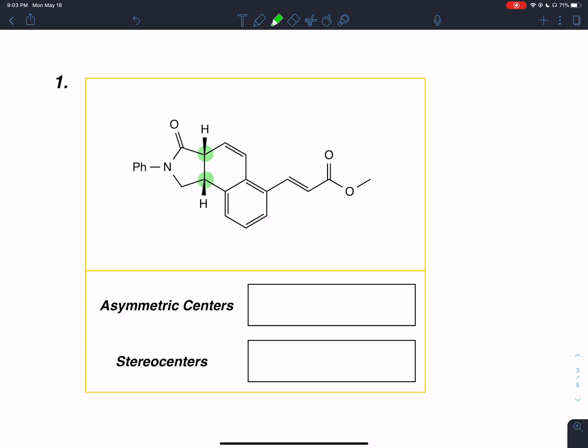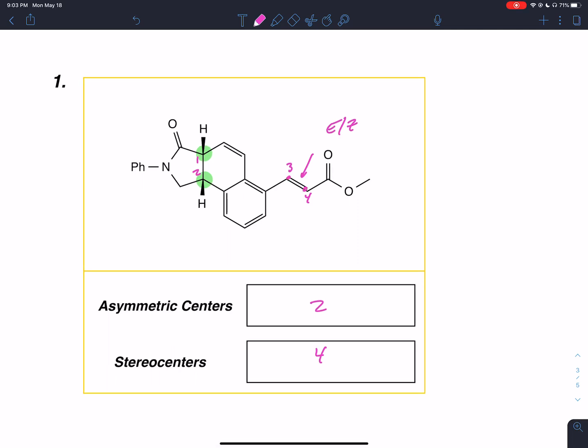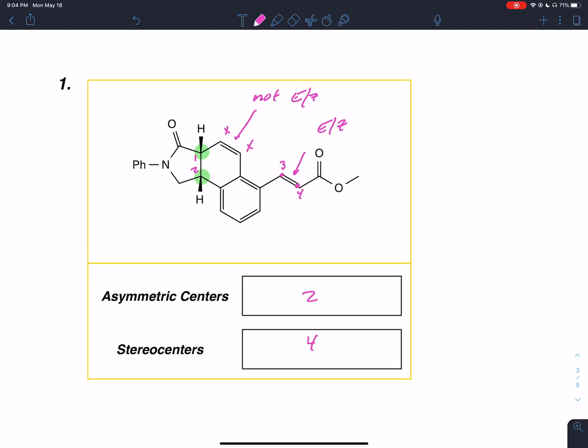We have 1, 2 asymmetric centers in this molecule. Let's count the total number of stereocenters. We still count the asymmetric centers, but now we look for cis-trans stereocenters or EZ stereocenters. We now have 3 and 4 total stereocenters. This double bond could be classified as E or Z, and therefore each of those carbons is considered a stereocenter. Remember, if a double bond is within a ring of size 3 through 7, we cannot classify that as E or Z, and therefore those are not considered to be stereocenters. So, 2 asymmetric centers, but 4 total stereocenters.